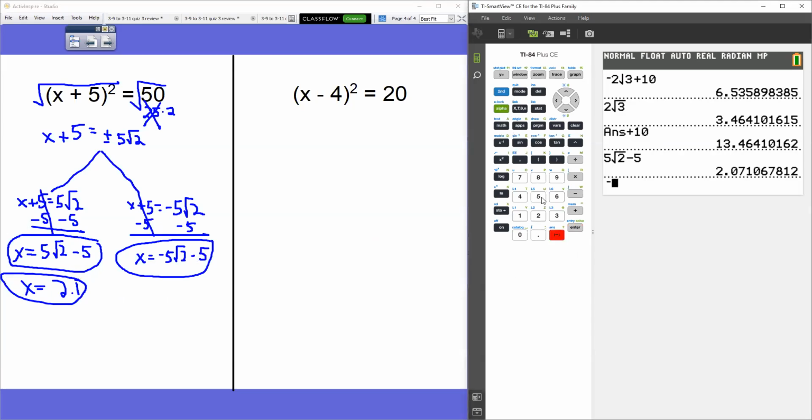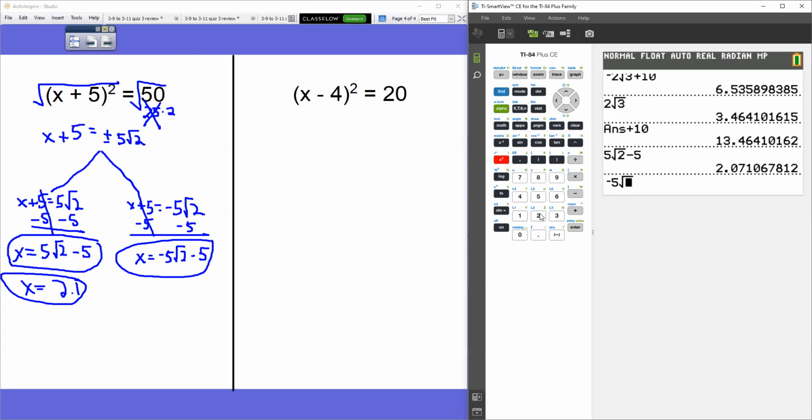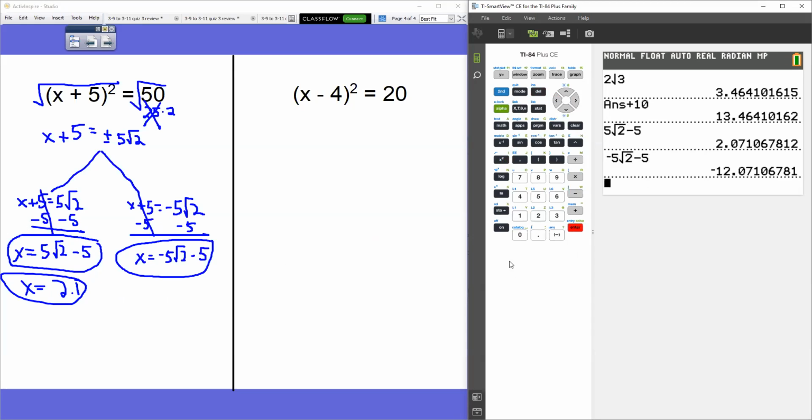Over here, I have negative 5 radical 2. And then minus 5. Whoops, I need to get it outside of that radical. So I need to use the arrow pad to get out. Minus 5 and hit enter. And I get x equals negative 12.1. Go ahead. This one is the last one. Go ahead and try this one on your own, please. Do it both ways, simplest radical form and as a decimal.